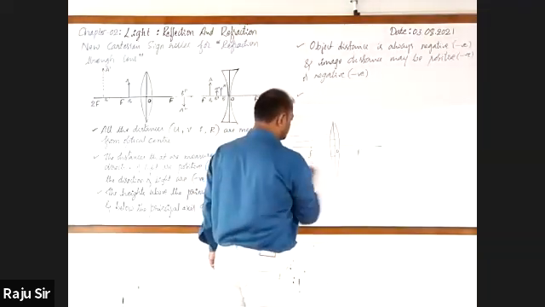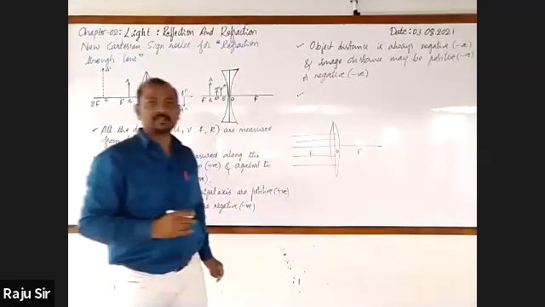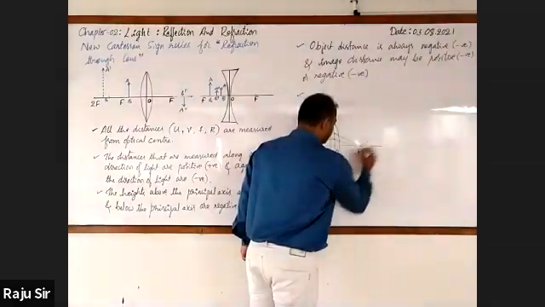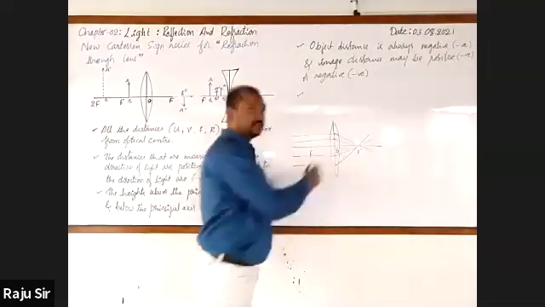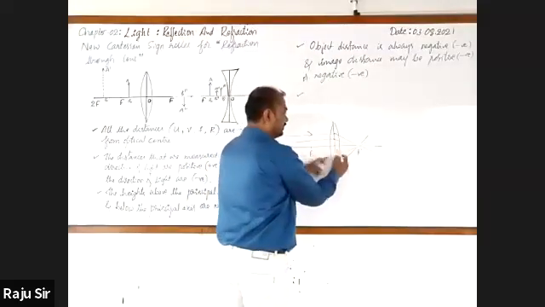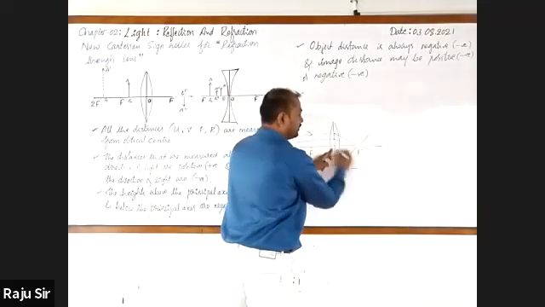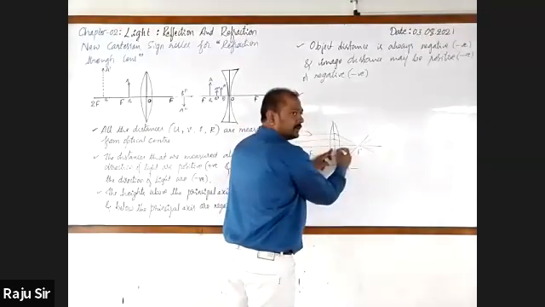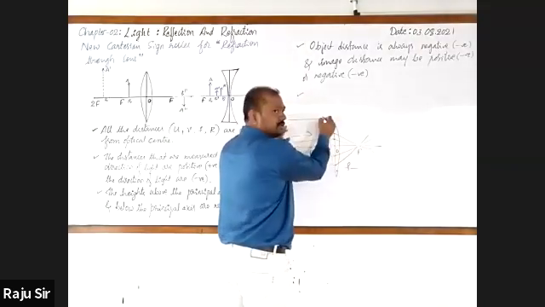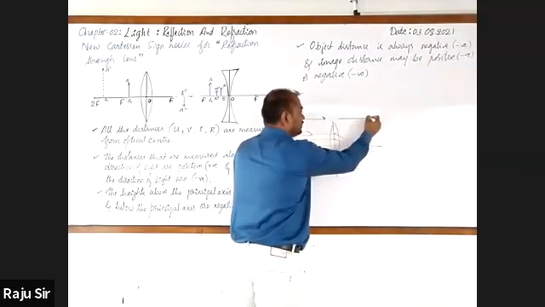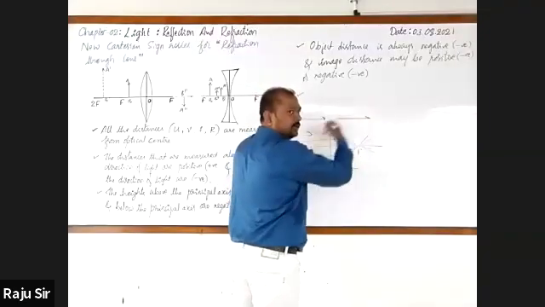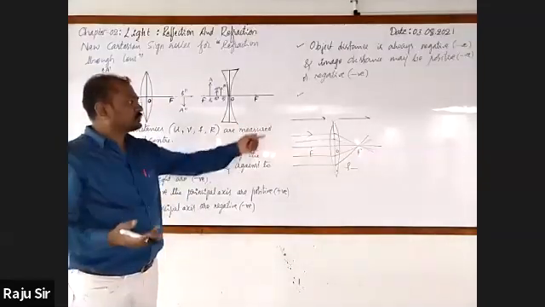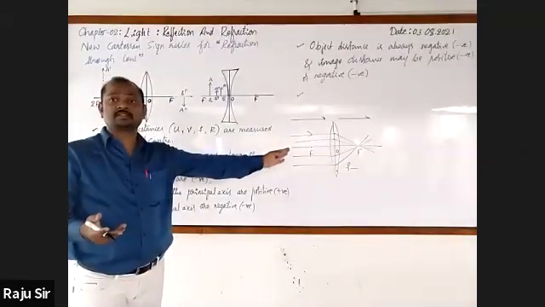Rays of light incident on the convex lens, and after refraction, all the rays meet at a point on the other side of the lens. Light is coming from left to right, and focal length is measured from the optical center to the focus, in the same direction, left to right. So it is positive. Focal length of a convex lens is positive.